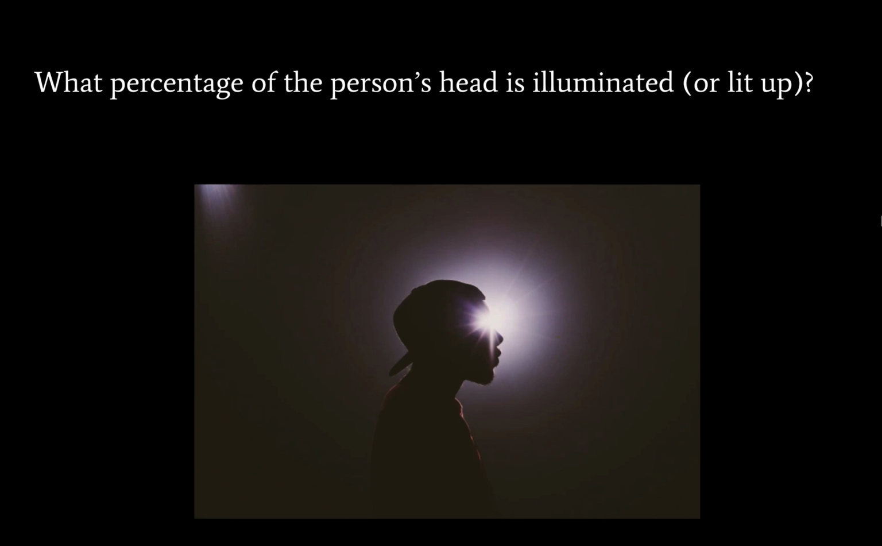All right, what percentage of this person's head is illuminated or lit up? Again, 50% or half. There is half of their face that's lit up. We just can't see it. It is on the other side. So the guy's left side of his face is lit up. We can't see that side. We can only see the right side.